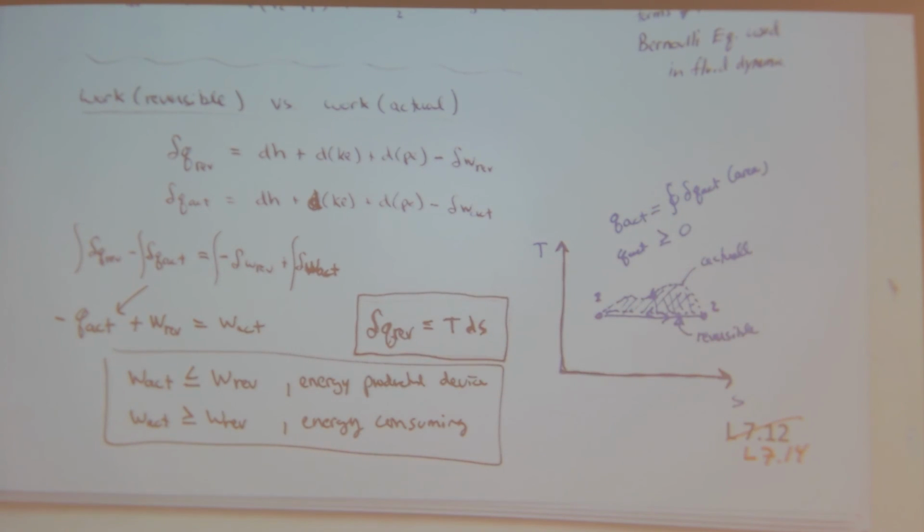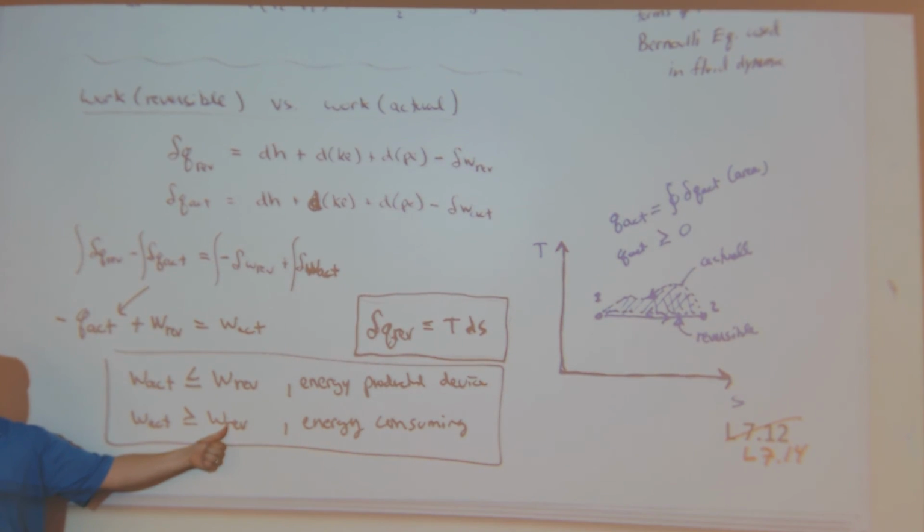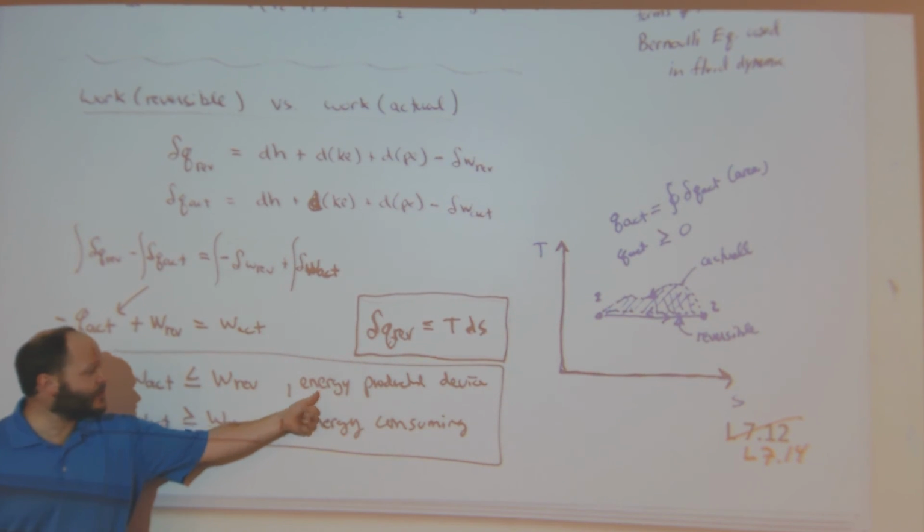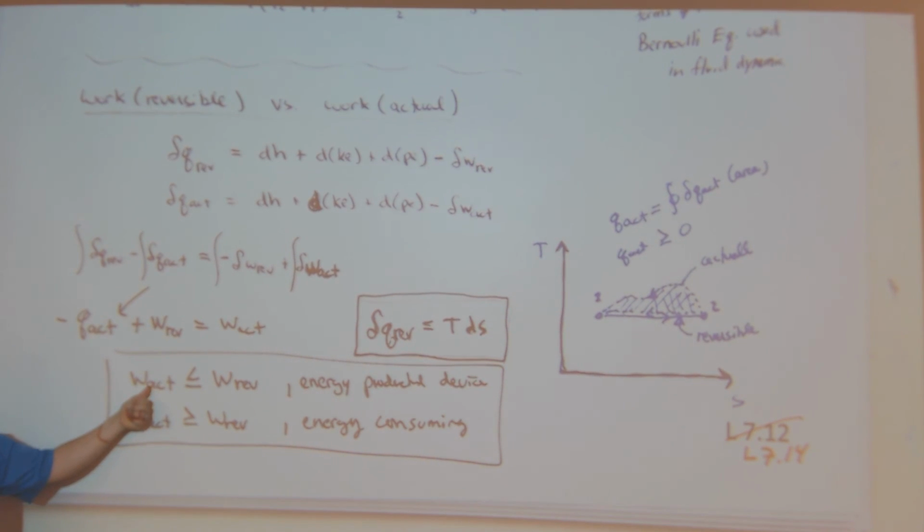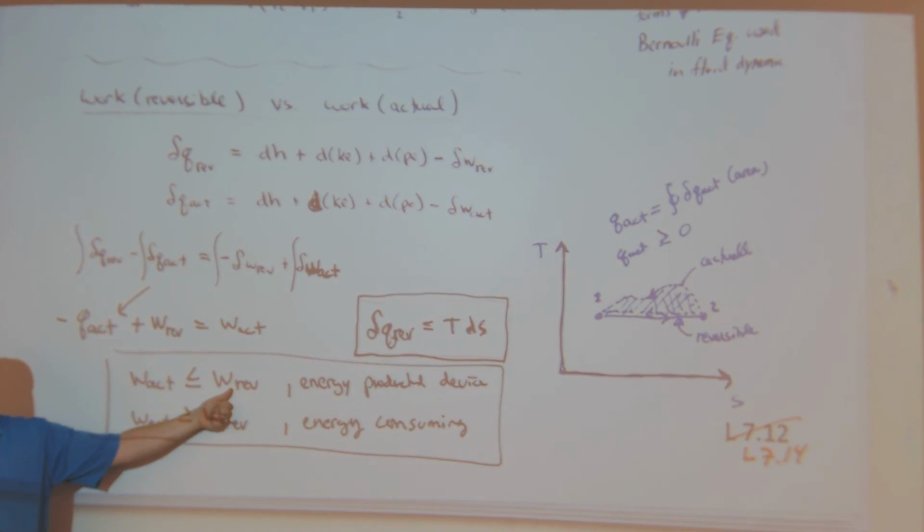So the end story is that. Energy consuming device, the amount of energy you have to put in is always going to be greater than the amount of energy ideal. Energy producing device, the amount of energy you get out is always going to be less than the ideal case of energy out.